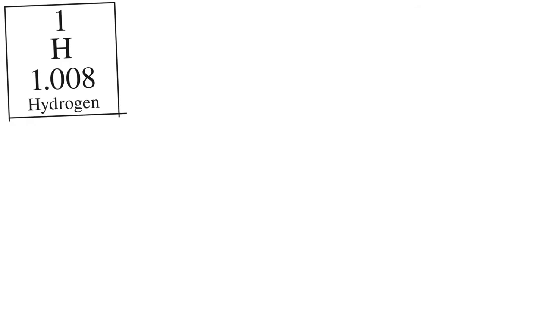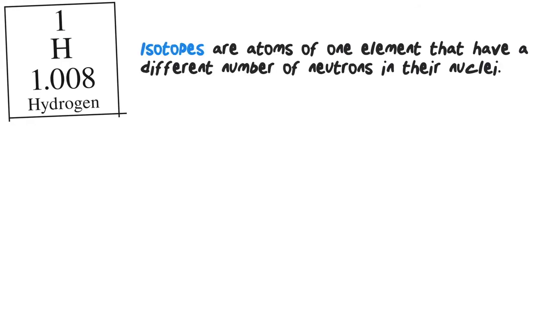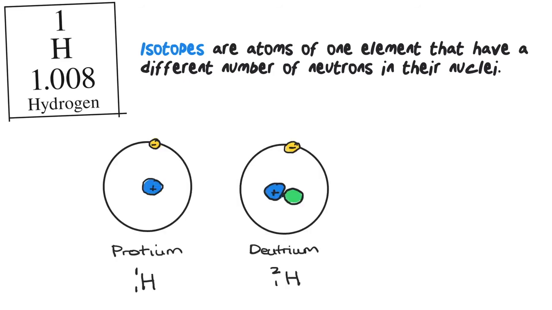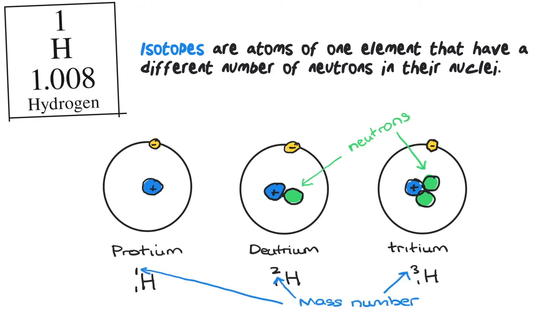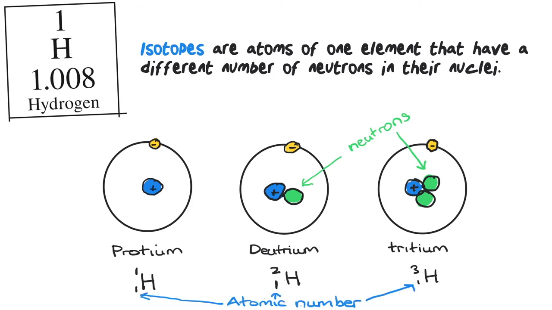If we focus on hydrogen, hydrogen exists as isotopes. That is, atoms of one element that have different numbers of neutrons in their nuclei. In this case, the 3 isotopes of hydrogen are protium, deuterium, and tritium. All have the same number of protons and electrons, but differ by the number of neutrons. The superscript number shows the mass number, that is the protons plus the neutrons, and the subscript shows the atomic number, that's the proton number.